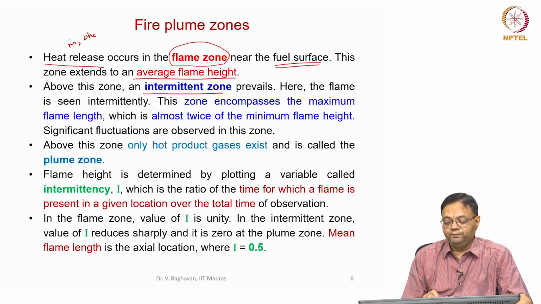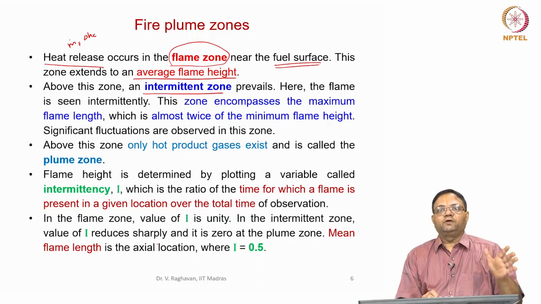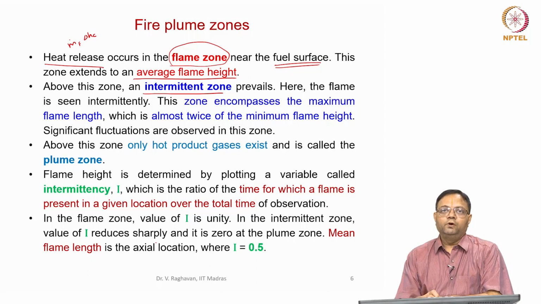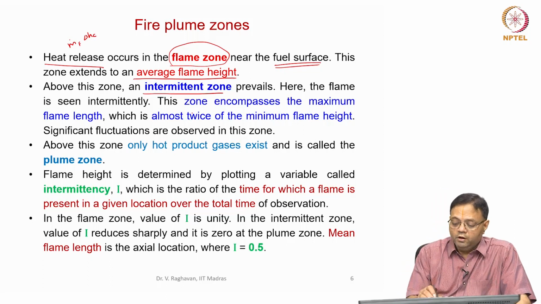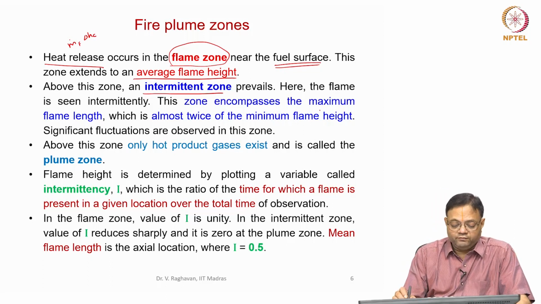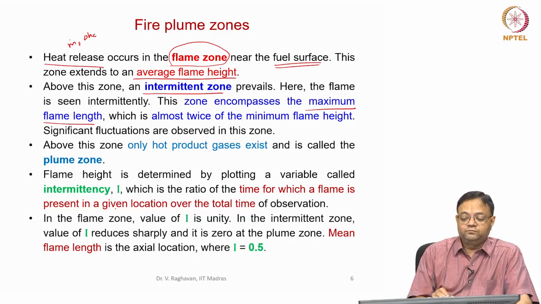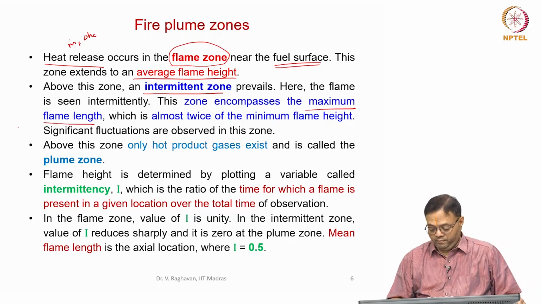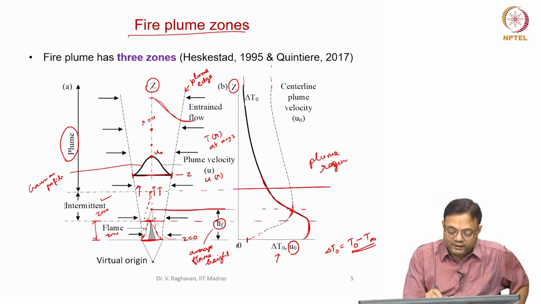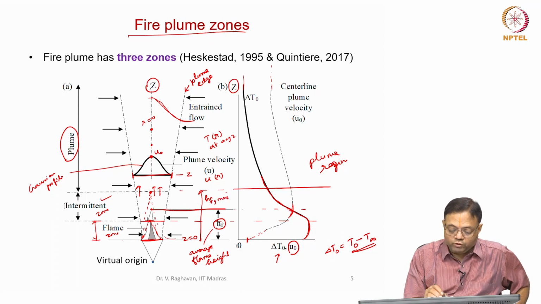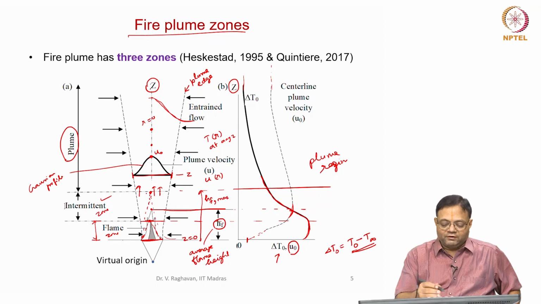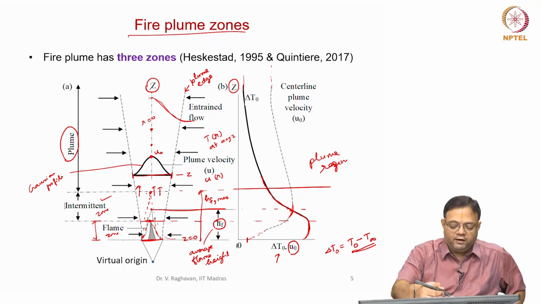the intermittent zone prevails. That means sometimes I can see some flame, sometimes I cannot see flame there, based upon the location within the intermittent zone. So, this zone has the maximum flame length. As I told you in the previous slide, this height from the base is the HF maximum. So, that will show the maximum flame height. After that the flame cannot extend beyond the intermittent zone at all.